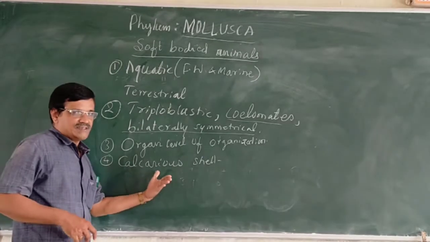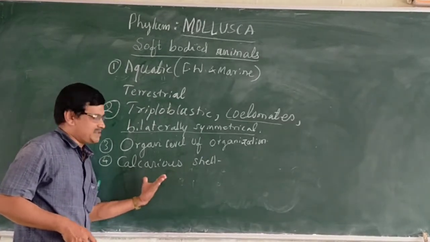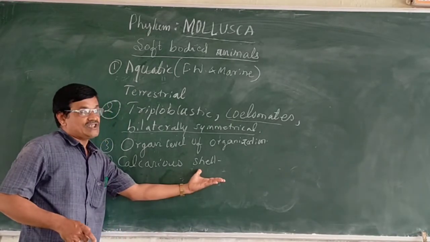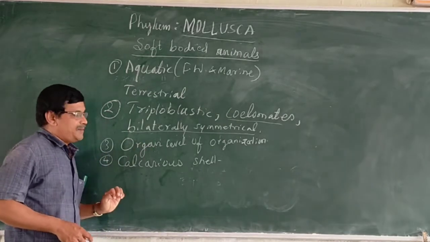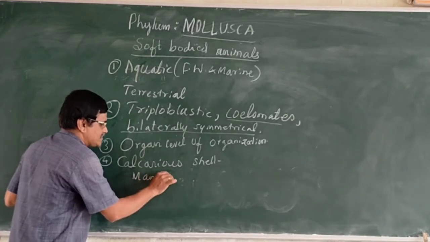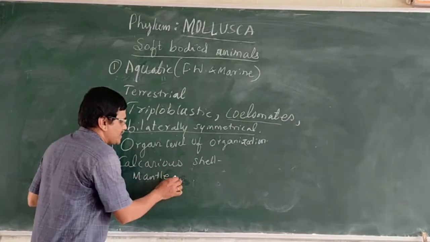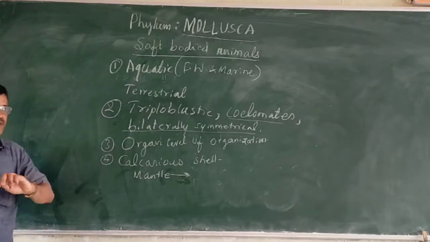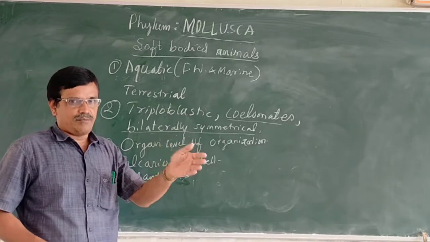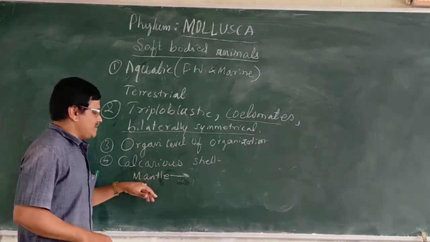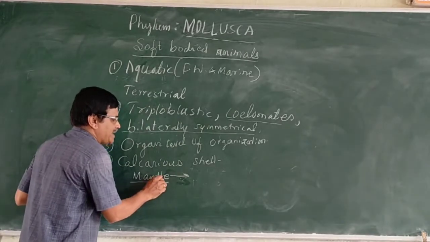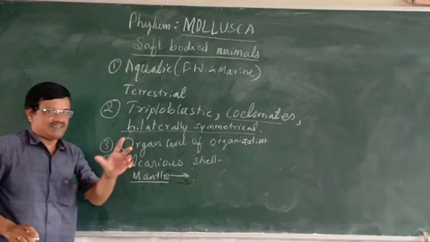Calcareous shell means it is made up of calcium substances, and this calcareous shell is secreted by the mantle. Mantle is a fold of skin which is present above the visible hump of its body. So this mantle secretes calcareous shells.